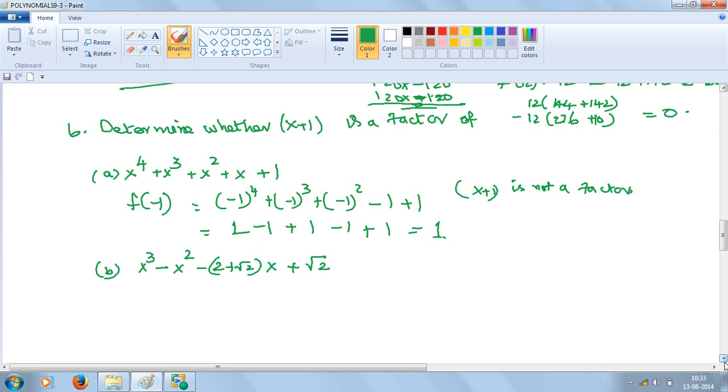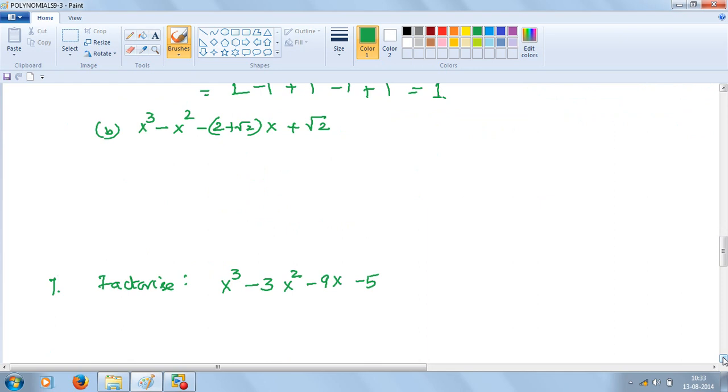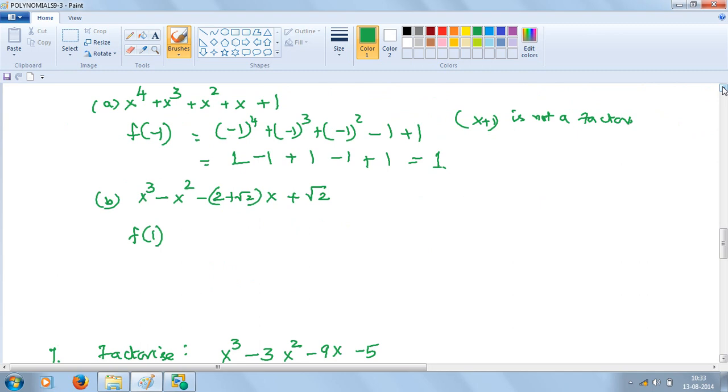So we will try the next problem. So what happens is f of 1 for this... so it is f of minus 1. We are dividing by x plus 1. So f of minus 1 is equal to minus 1 cube minus minus 1 square minus 2 plus root 2. Put the bracket, multiplied by minus 1 plus root 2.